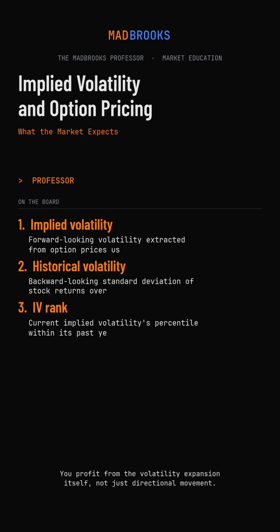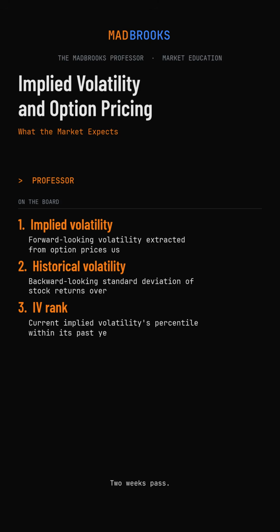You profit from the volatility expansion itself, not just directional movement. Let me make this concrete. Take a stock trading at $100. Its implied volatility sits at 30%, and its IV rank is 85%. That means 30% IV is near the top of where it's been all year. You sell a 45 days to expiration put at the 95 strike for $2. You're collecting premium in a high IV environment.